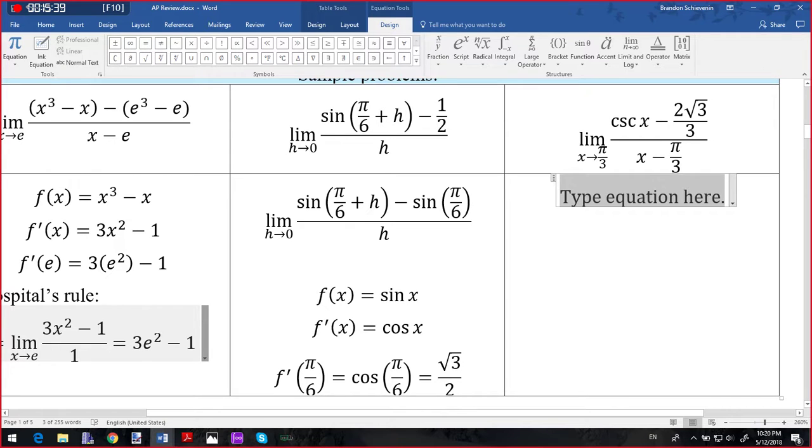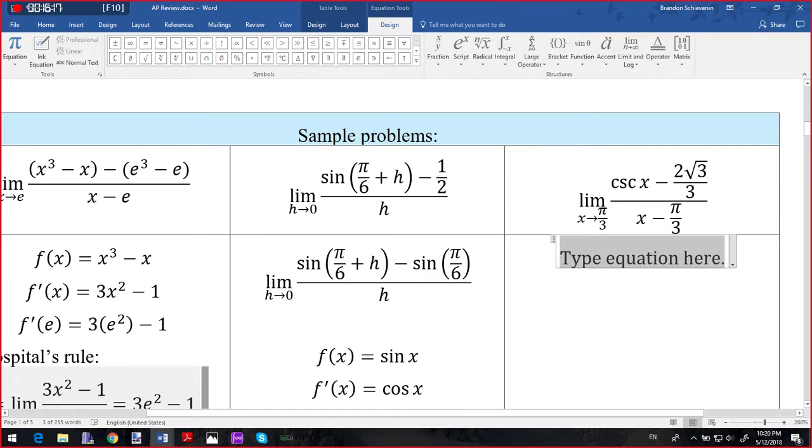All right, last one. So I've got cosecant x minus 2 root 3 over 3, over x minus pi thirds. So this is the limit definition of a derivative. If you don't like that, you can use L'Hospital's rule. Which do you prefer? I think limit of the first one.